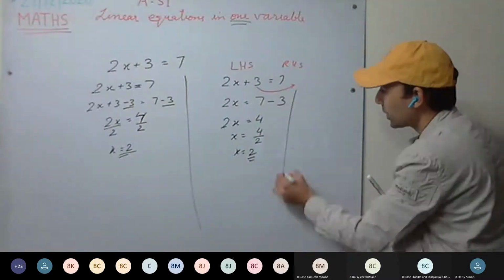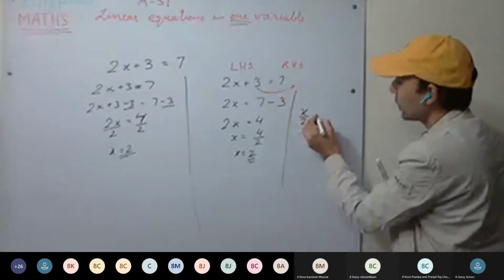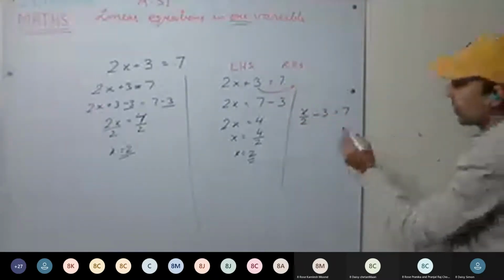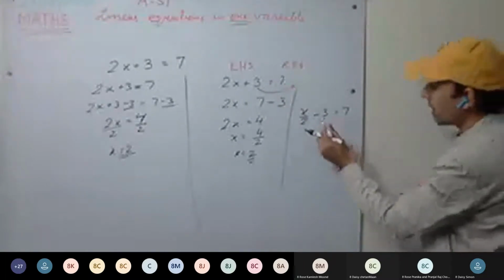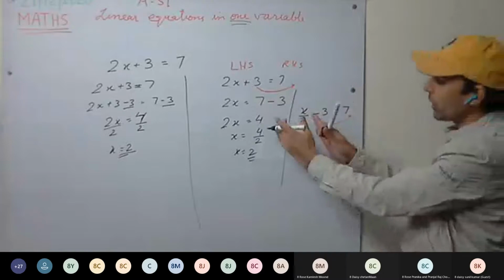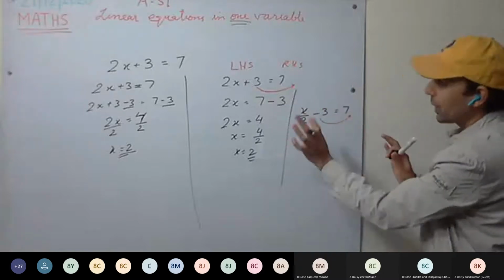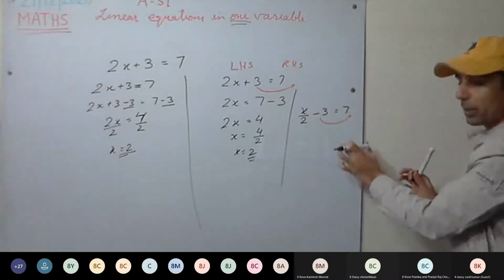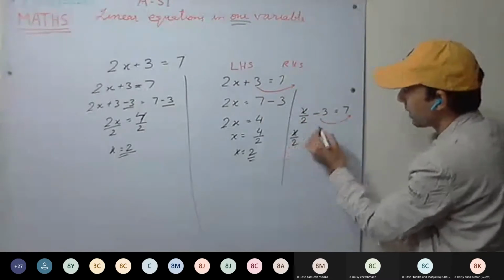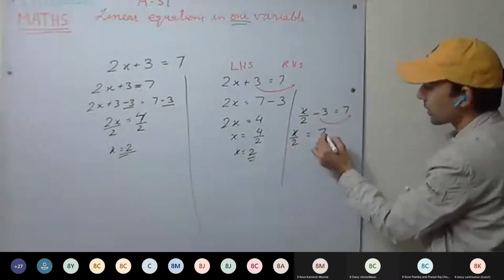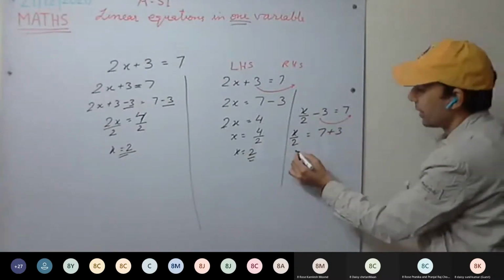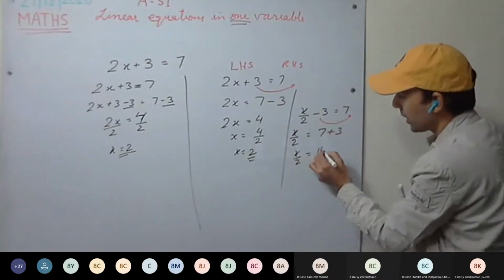Now, for example, the question is given: x by 2 minus 3 equal to 7. How to solve? First, we'll be transferring this to the right hand side. Numbers on one side, all the variables on the other side. Mainly we take variables on the left hand side, all the numbers on the right hand side. So minus 3 becomes plus on the right hand side: 7 plus 3. x by 2 equal to 10.